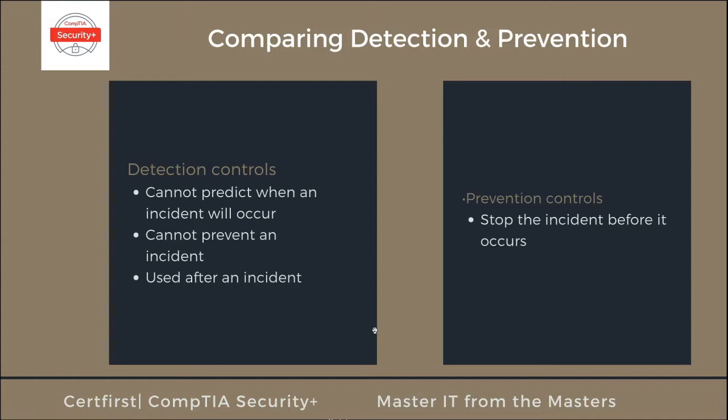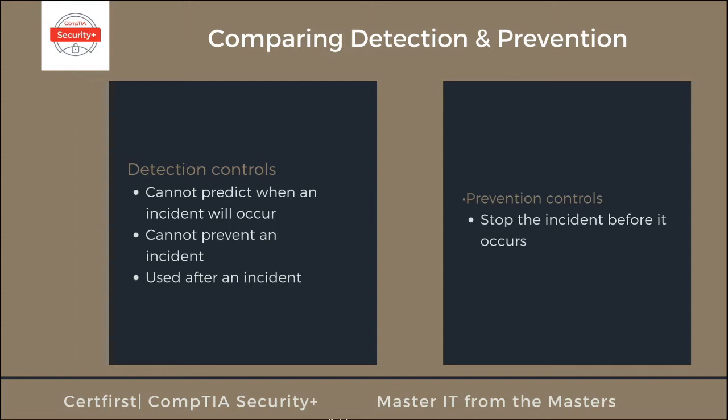So now let's talk about detection versus prevention. Detection can't really predict when an incident recurs, right? It doesn't have the ability to foresee the future. So we can't prevent incidents, and we'll continue to use the detective controls even after an incident has occurred. Preventative controls try to stop the incident before it occurs. This is a key distinction between an intrusion detection system and an intrusion prevention system, or an IDS and an IPS.